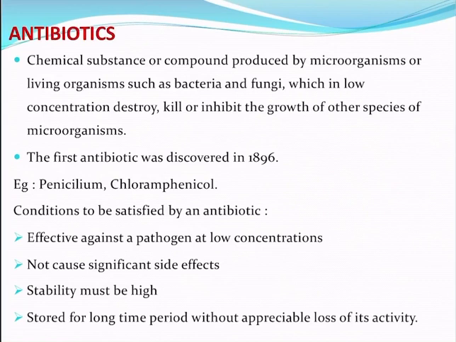What are the conditions to be satisfied by an antibiotic to be used as a therapeutic agent? The first one is that an antibiotic must be effective against a pathogen at low concentrations. That is very important. The antibiotic should not be used in higher concentrations. If you use a higher concentration of drug molecule, it will be very difficult to get it out of our body once its action has been carried out inside our body.